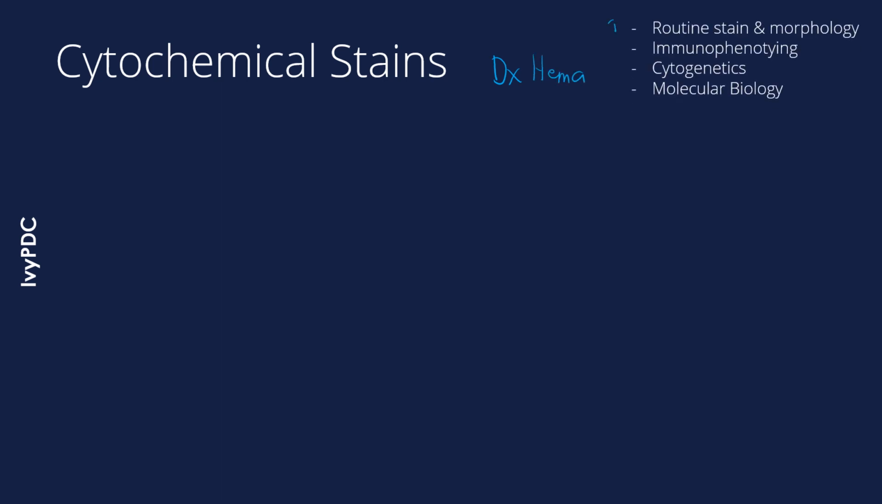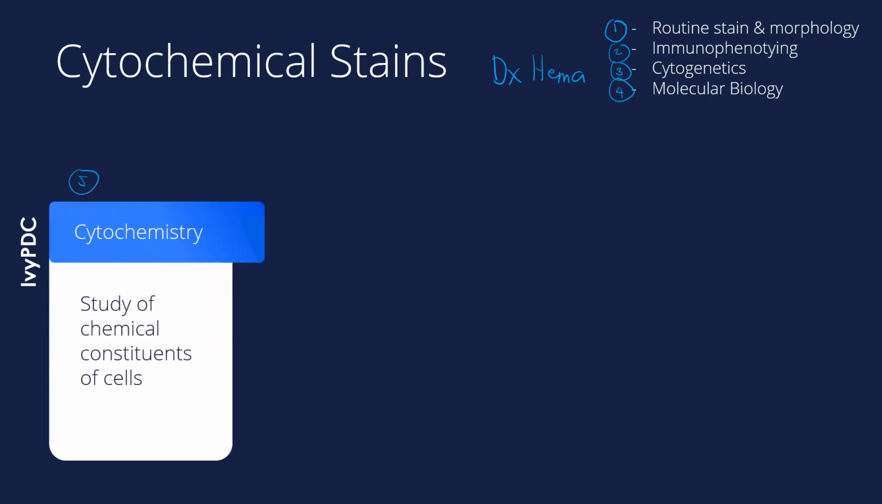There are different diagnostic tools used in hematology. Some of these are routine staining and morphology, immunophenotyping, cytogenetics, molecular biology, and cytochemistry. Cytochemistry pertains to the study of the different chemical constituents that are present inside the cells. We do this by using special stains known as cytochemical stains. With these different kinds of special stains, we are able to classify and differentiate the different types of leukemias.